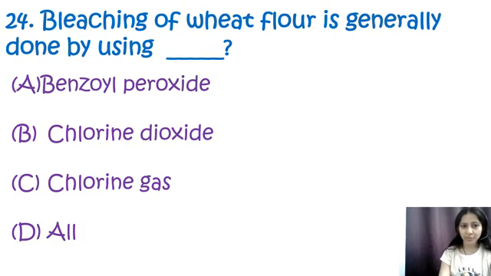Next, question number 24. Bleaching of wheat flour is generally done by using. Options are benzoyl peroxide, chlorine dioxide, chlorine gas and all. So my correct option is D, that is all. So bleaching of wheat flour is generally done by various agents like benzoyl peroxide, chlorine dioxide, chlorine gas or nitrogen dioxide. This bleaching of wheat flour is done to remove the yellow xanthophyll pigment present in the milled grains, and it is done to produce a finer, whiter flour. So the correct option is D, that is all.